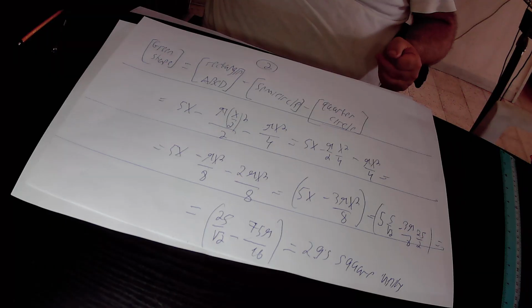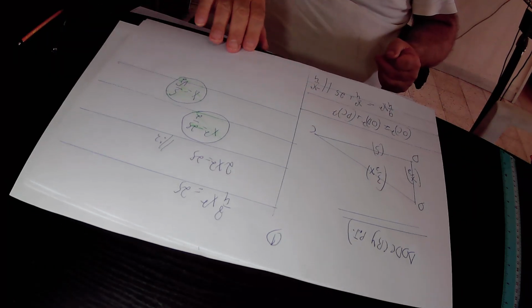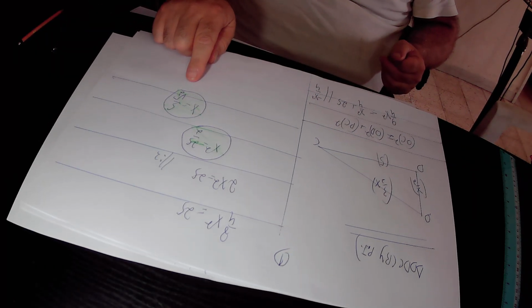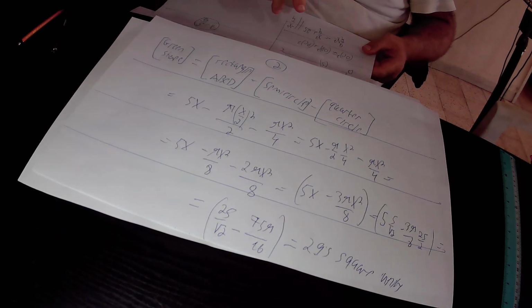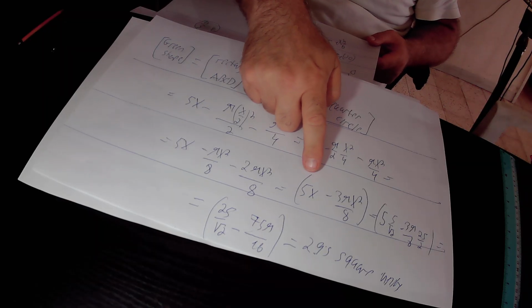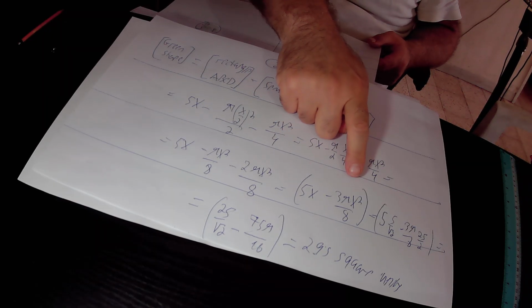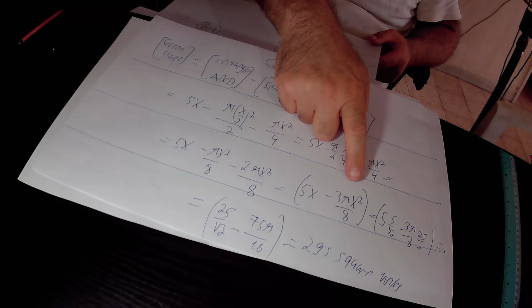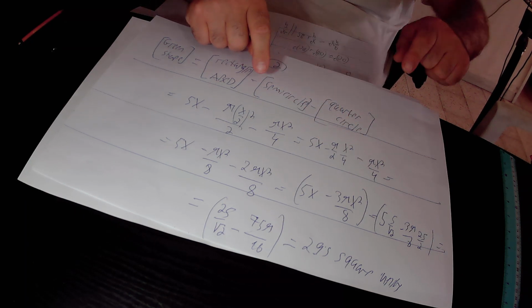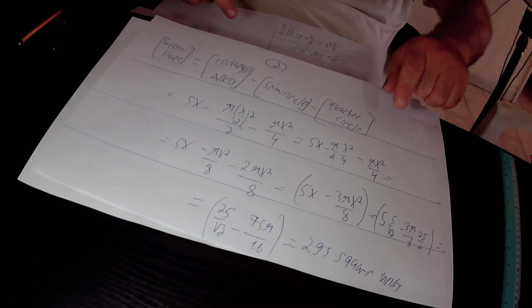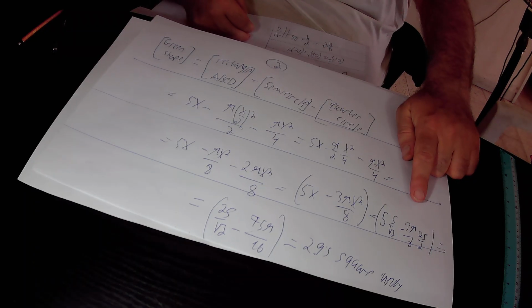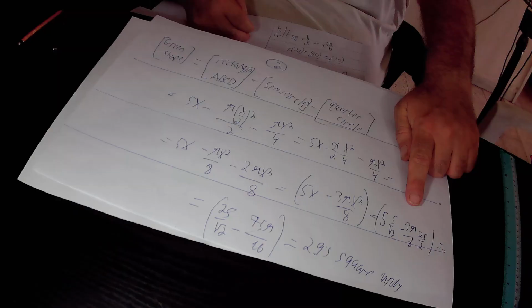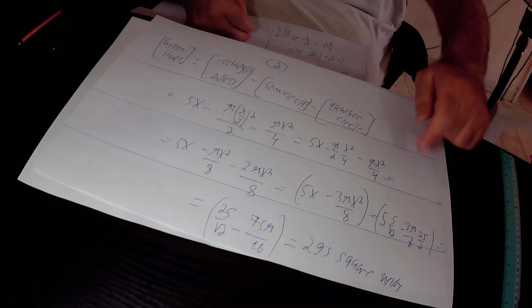But we already found that x equals 5 over the square root of 2 and x squared equals 25 over 2. Therefore we can substitute x in this expression by 5 over the square root of 2, and x squared by 25 over 2. We did it, and the area of the green shape equals 5x, with x equal to 5 over the square root of 2, minus 3 pi over 8 times x squared, with x squared equal to 25 over 2.